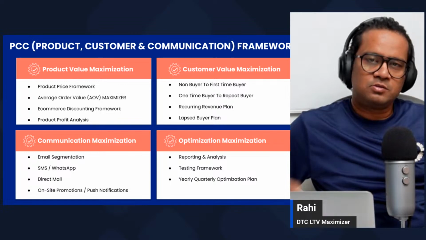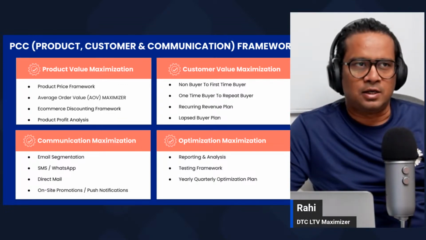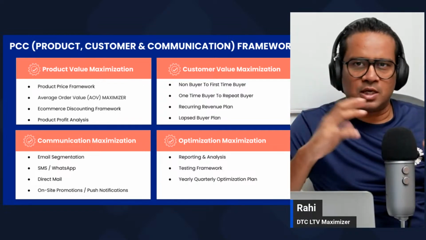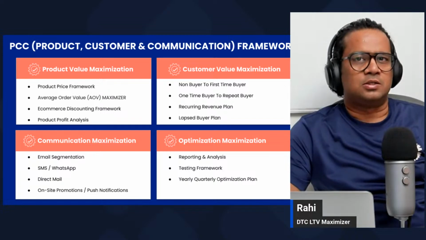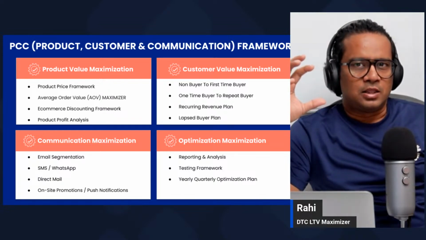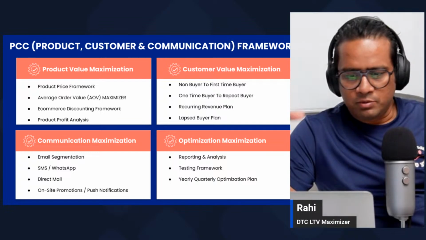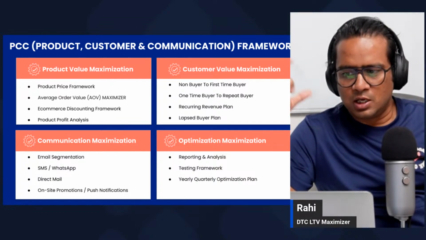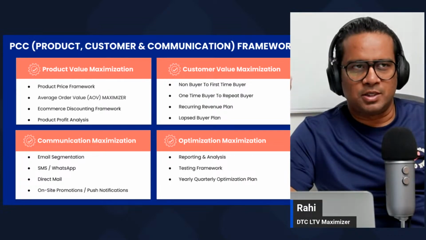And this basically fits into our PCC framework, which is product, customer, and communication. In the product section, we look at the price, the AOV, bundles, and discounting, but we also look at the profitability side of the product, what is happening on the product and why it's not being profitable, and the rest of things. So those become an important part of this product level maximization.